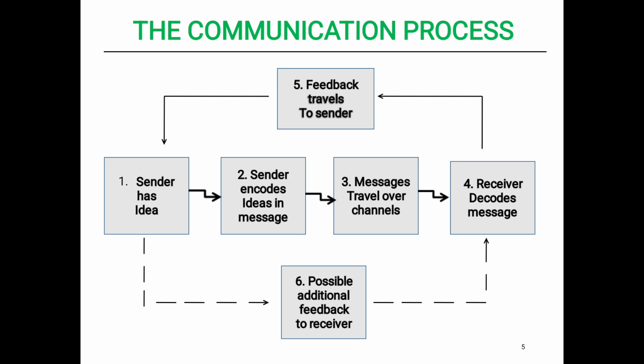So in these 4 steps, we have a sender on one pole and a receiver on the other pole, and two steps are happening in between these poles. They are the encoding and the travel of the message over some channel. So that is all about these 4 essential steps of communication. If two or more persons complete these 4 steps, it means the communication process is done.